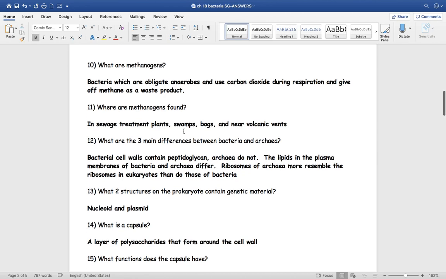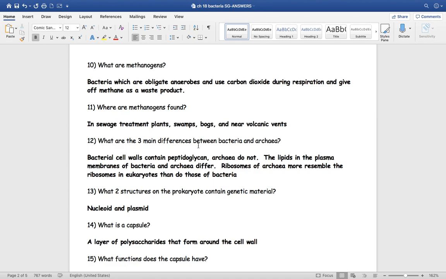What are the three main differences between bacteria and archaea? Bacterial cells contain peptidoglycan. Archaea does not. The lipids in the plasma membranes of bacteria and archaea differ. Ribosomes of archaea more resemble the ribosomes of eukaryotes than they do bacteria, which was a question on the little quizzes or questions, whatever.